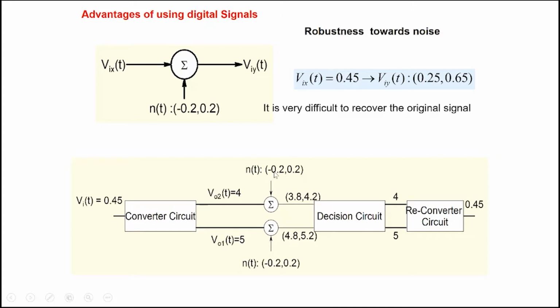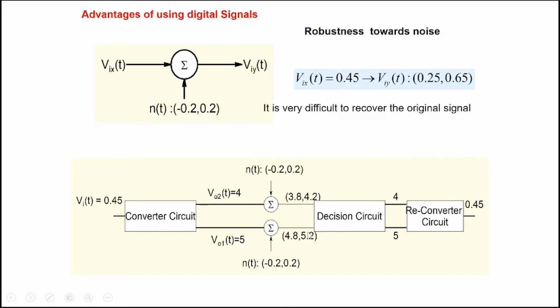So let's add noise to it. Noise lies anywhere between minus 0.2 to plus 0.2. So 4, after corruption by noise, will lie anywhere between 3.8 and 4.2. Similarly, 5 will lie anywhere between 4.8 and 5.2. Now we have a decision circuit. The decision circuit decides which digit the voltage you get is closest to. Is it close to 4? Is it close to 5? Those are the digits that we have, 0, 1, 2, 3, 4, 5, up to 9. So for example, 3.8 or 4.2 is closest to 4, so the decision circuit will give a voltage output of 4.